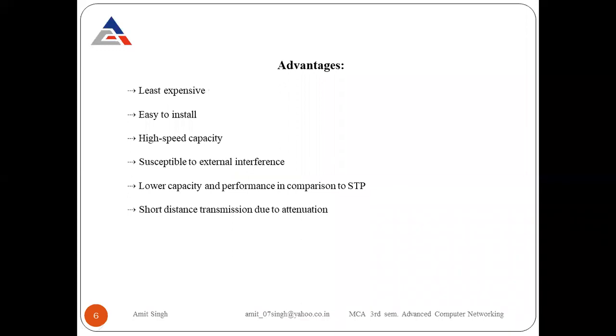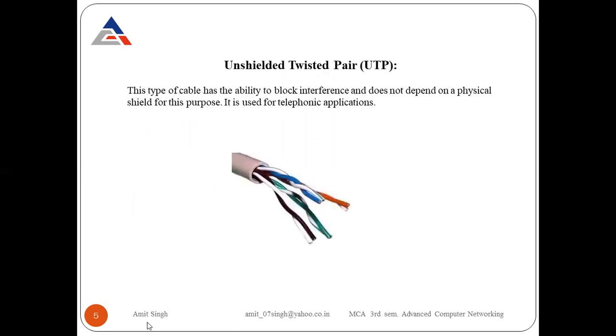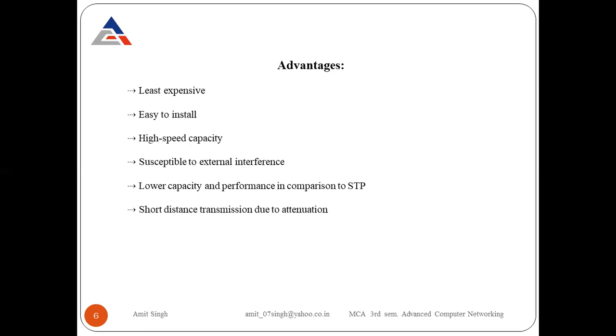Now, the advantages of unshielded twisted pair. The first is least expensive. Why is it least expensive? Because it is unshielded, no extra covering is there. If no extra covering is there, automatically the cost of the wire is less. Second, easy to install. Now look at the diagram. We have a simple combination of two wires, and easy to install means we simply connect these wires with the other wires. The third, high speed capacity.